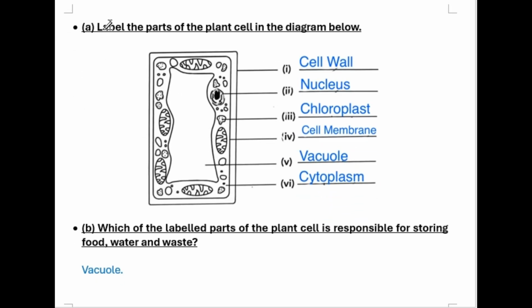Label the parts of the plant cell in the diagram below. B. Which of the labeled parts of the plant cell is responsible for storing food, water, and waste? Vacuole.